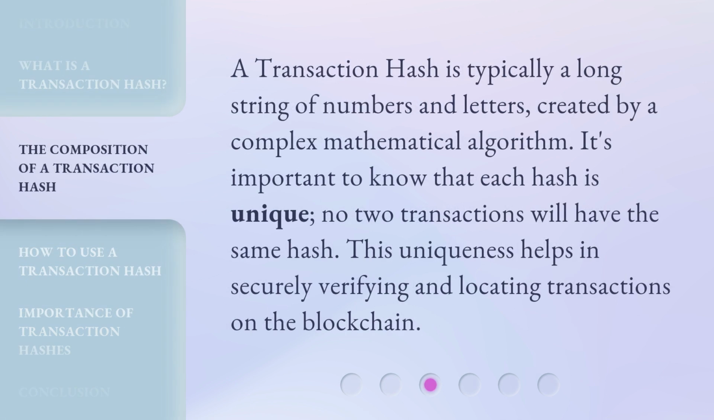A transaction hash is typically a long string of numbers and letters, created by a complex mathematical algorithm. It's important to know that each hash is unique. No two transactions will have the same hash. This uniqueness helps in securely verifying and locating transactions on the blockchain.